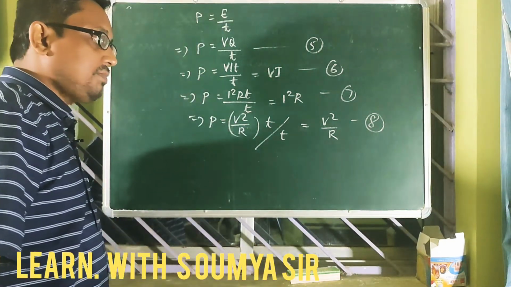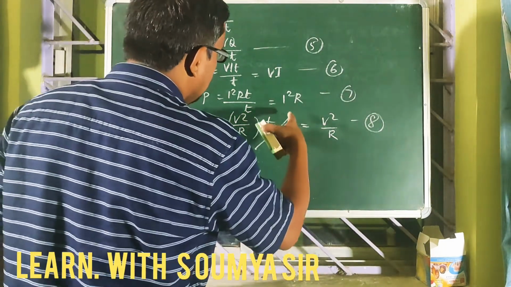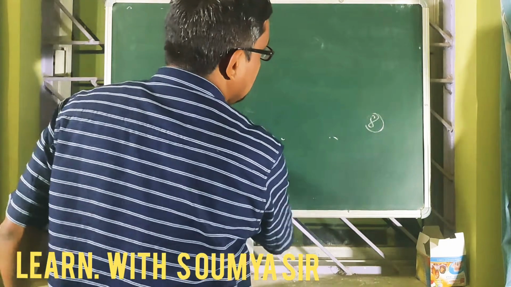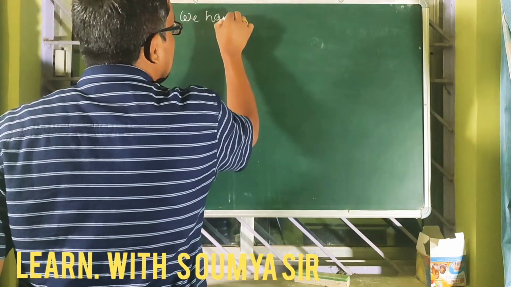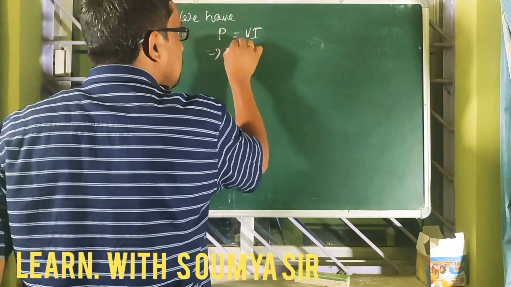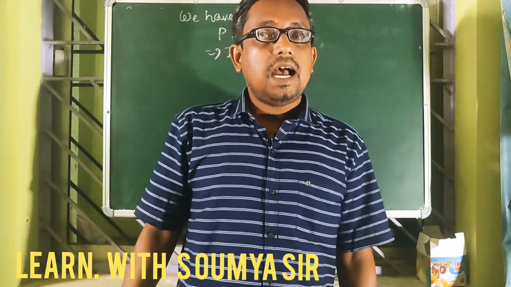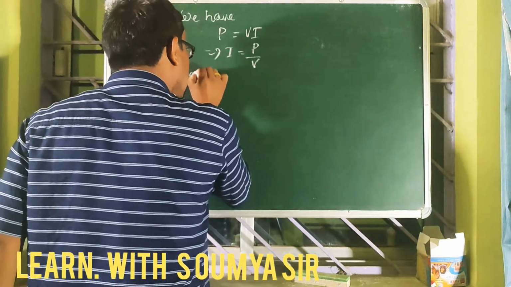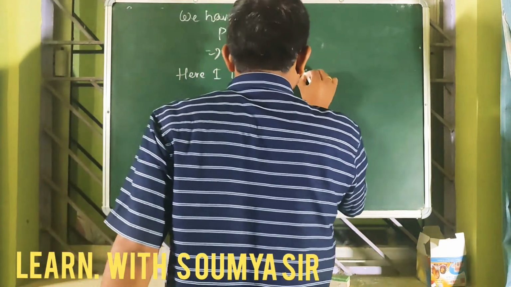Now, just look at formula number 6. Power is equal to VI, or I can write I is equal to P by V. Yes, I is electric current. So here what is I? So here I is called safe current.